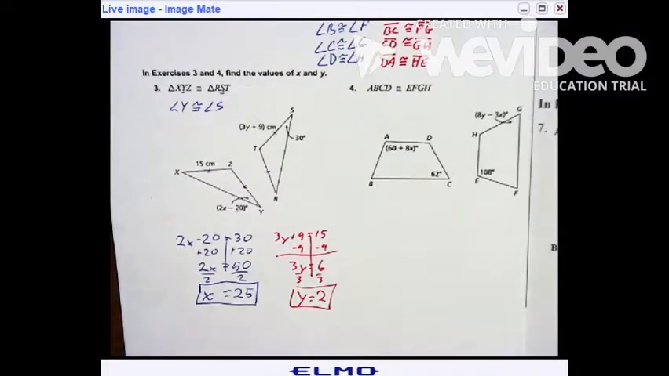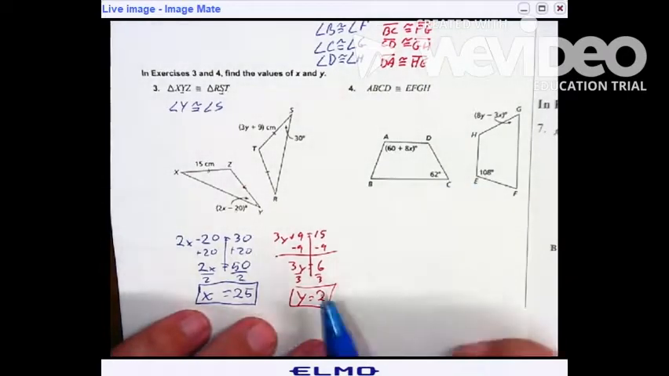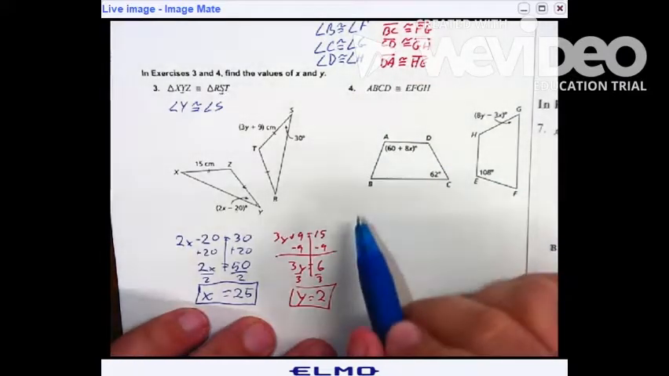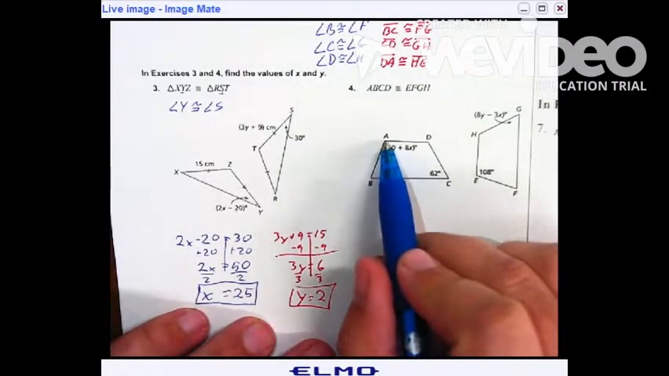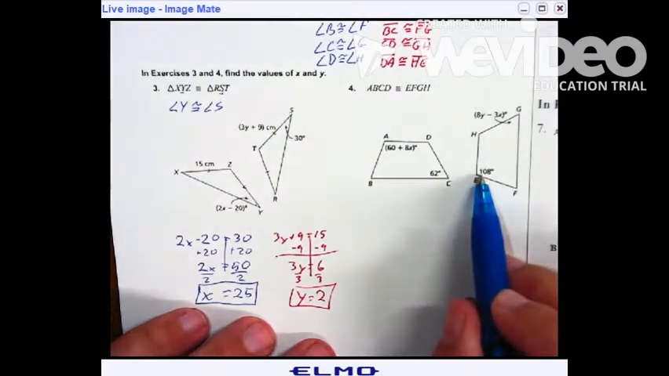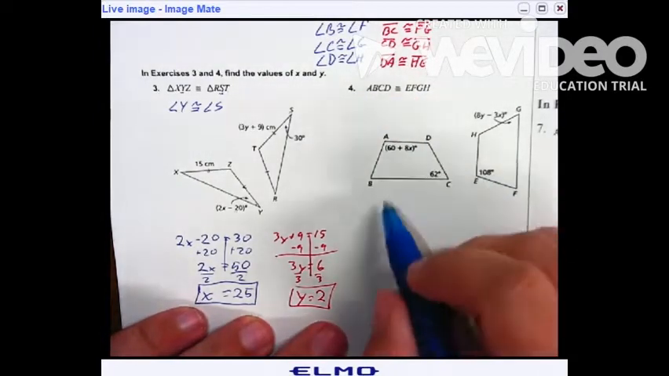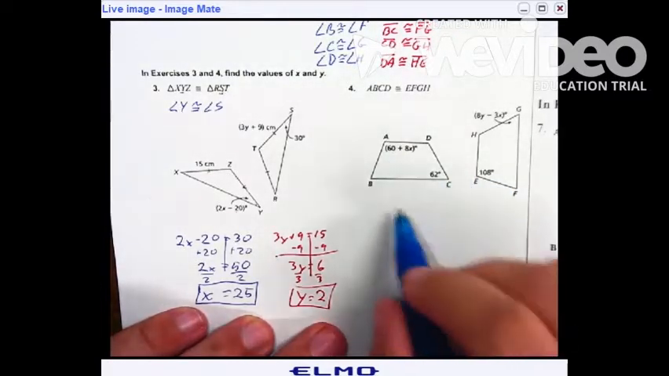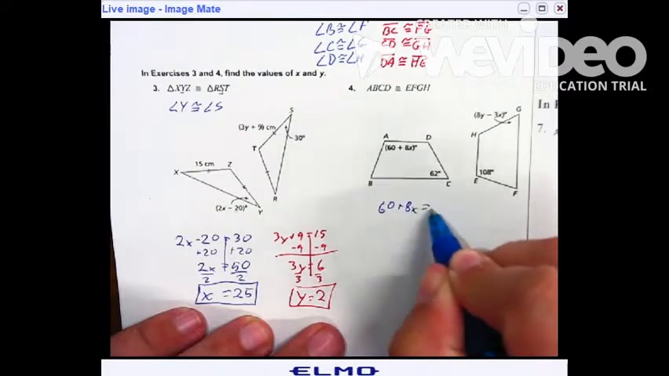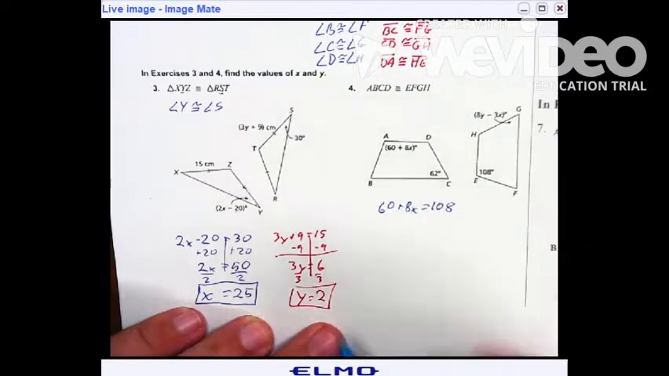Okay, so let's see how you did with number 4. We have these two polygons. We are told that they are congruent to each other. And let's see, x is over here in vertex A. A matches up with E. So E is 108 degrees. So I can set those two equal to each other. So 60 plus 8x equals 108 degrees.